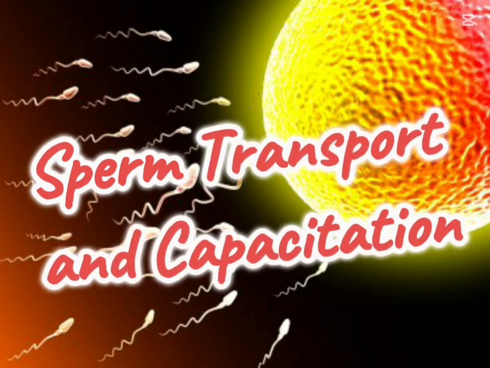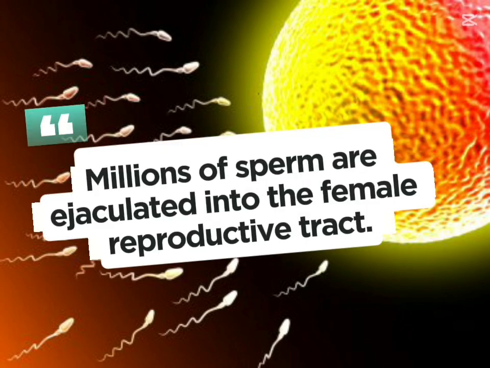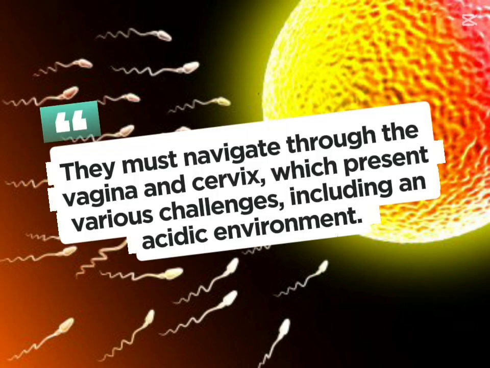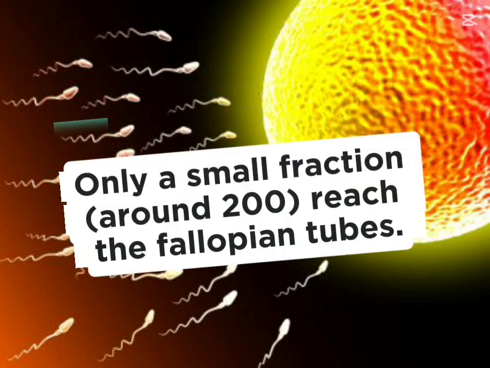Sperm transport and capacitation. Millions of sperm are ejaculated into the female reproductive tract. They must navigate through the vagina and cervix, which present various challenges, including an acidic environment. Only a small fraction, around 200, reach the fallopian tubes.